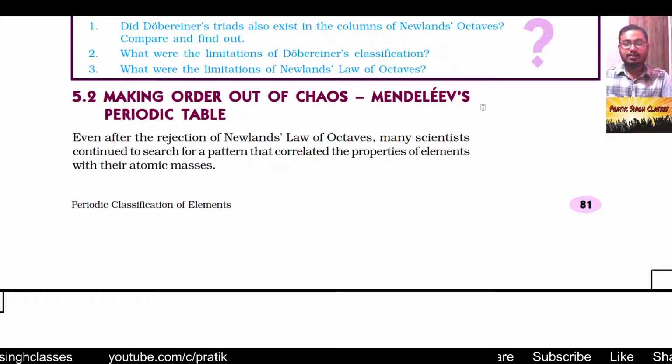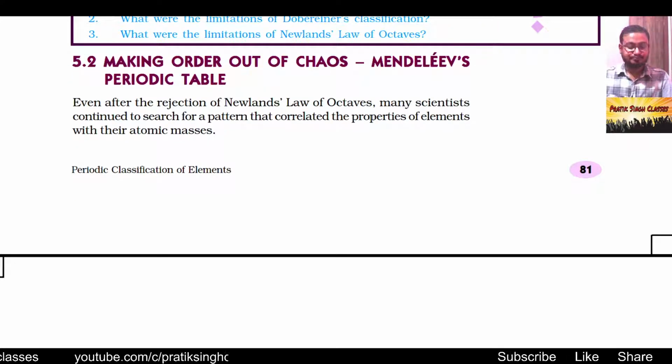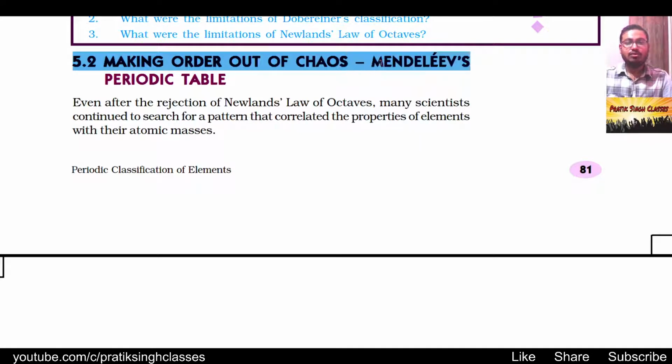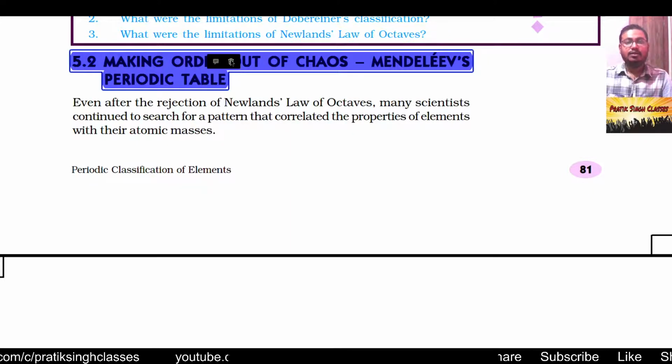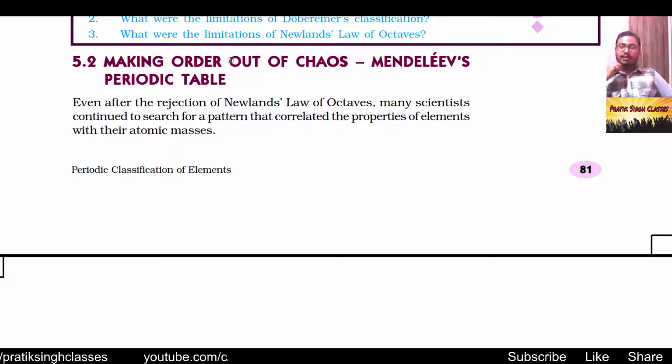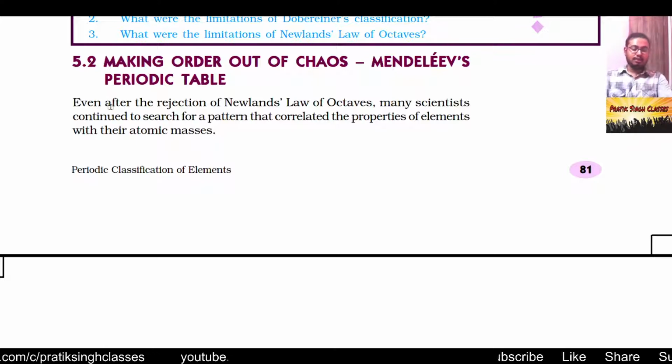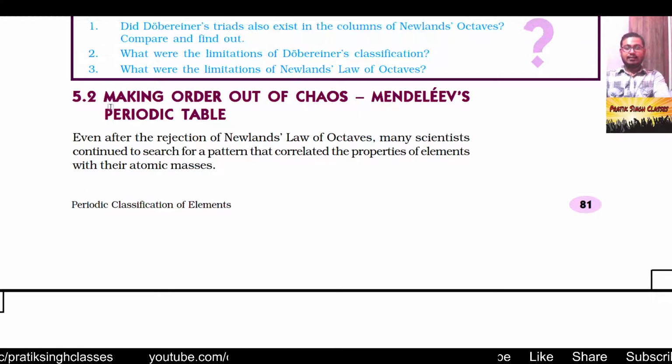How can we arrange the elements in the periodic table? Now, section 5.2, making order out of chaos: Mendeleev's periodic table. Mendeleev arranged the elements. He has a lot of achievements, and scientists have been giving credit to his work for many years, but even though it has come to an end, let us see what its good things and drawbacks are.